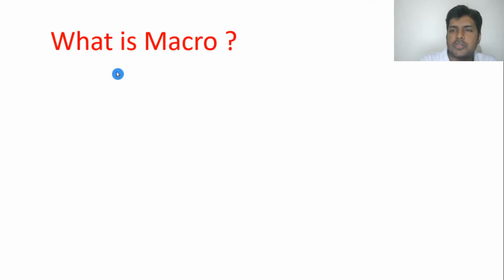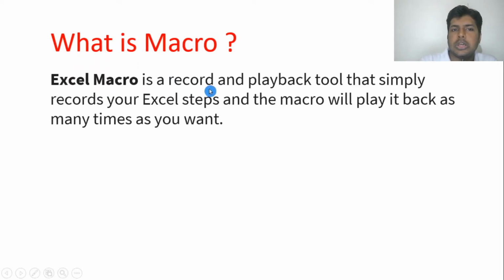So let us start first with the macro. So what is a macro? Okay, so macro is a recording and playback tool that simply records your Excel steps, and the macro will play it back as many times as you want. So if you have any repetitive task, at that time you can just use the macro and you can record it and you can play as many times you want. So it will save your time, and it will also decrease the steps. Once you record, it will be done in one step, right?